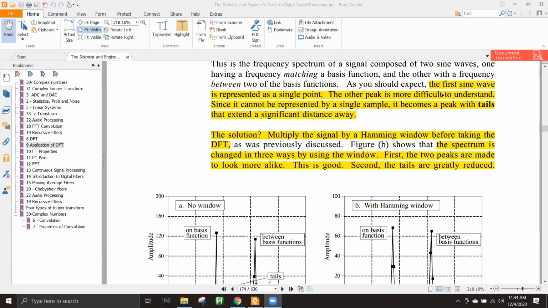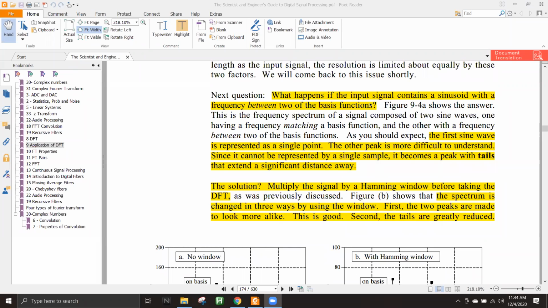So what happens if the input signal contains a sinusoid with a frequency between two of the basis functions? In the previous chapter, we were creating all signals using basis functions like cos 2 pi i n by N, and there was another with sine. These were all the multiples that we could use. The value of i could increase 0, 1, 2, and so on. So these are all the independent basis functions that we can get. So what if the frequency present within the signal is not exactly an integer multiple of 2 pi by N?